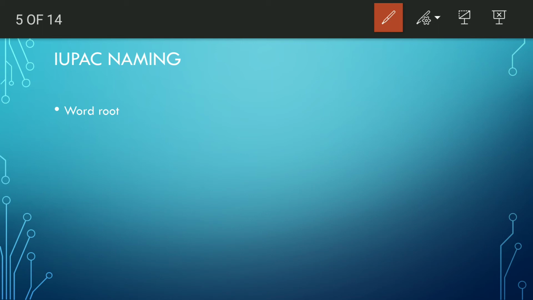In the case we saw, Chintu was the word root. So what does the word root say in an organic compound? Let me show you with an example. Now you all know what a parent chain is. Let me explain what a parent chain is. If I have a compound like this, what is the parent chain? The longest chain in the compound is called the parent chain. So in this case, what's the parent chain?